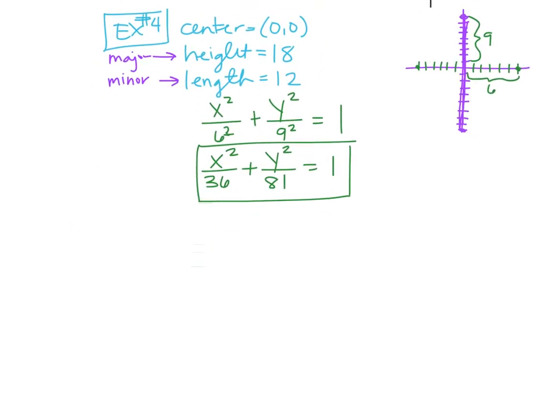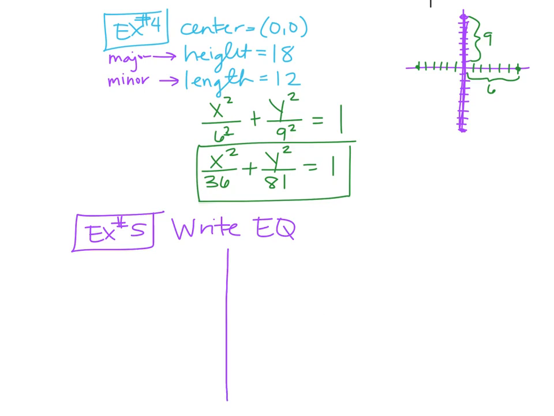last one. We're again going to write the equation, and this time we're going to do it from a graph. So let's say our graph looks like this. We have 1, 2, 3, 4, 1, 2, 3, 4, 1, 2, and 1, 2.